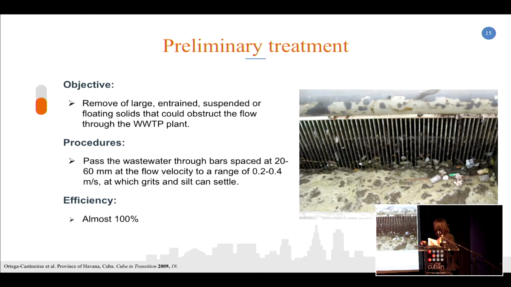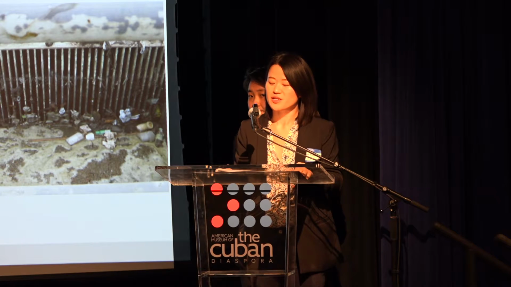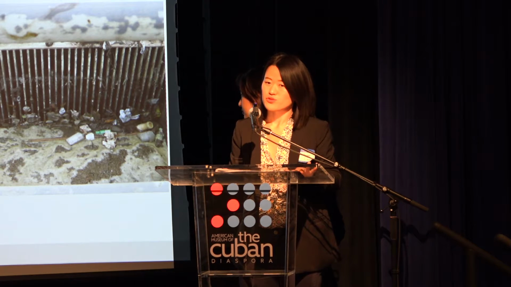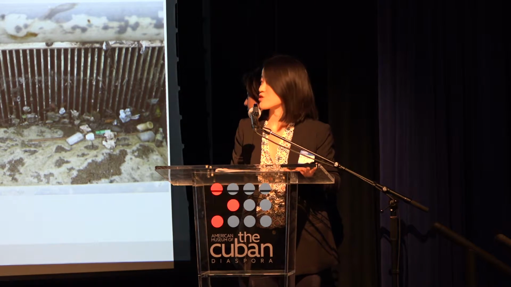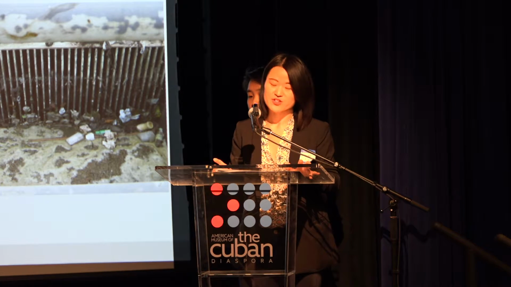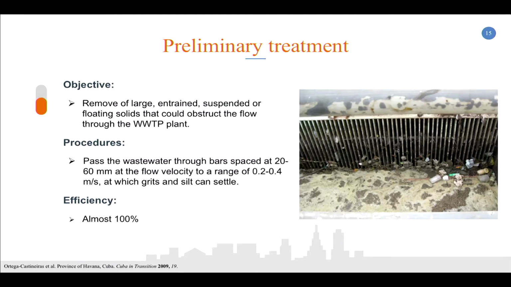So the first one is preliminary treatment. We will use a bar spacing of 20 to 60 millimeters at a flow rate range of 0.2 to 0.4 meters per second to remove the large solids. And the removal efficiency of large solids can reach 100%.